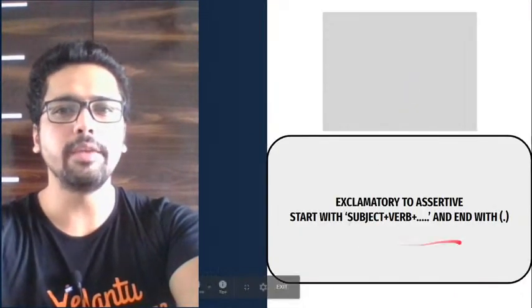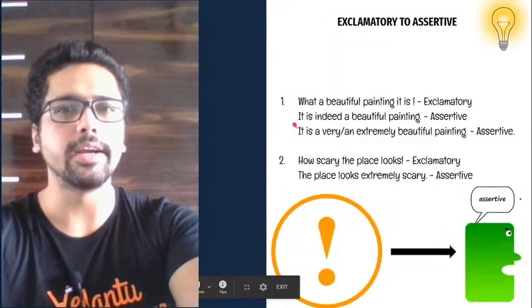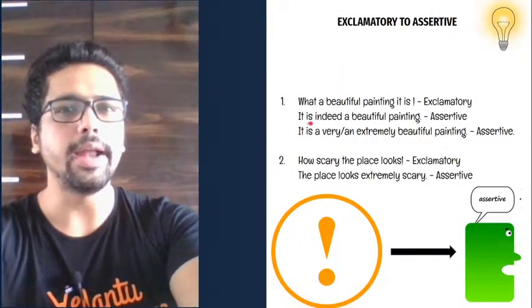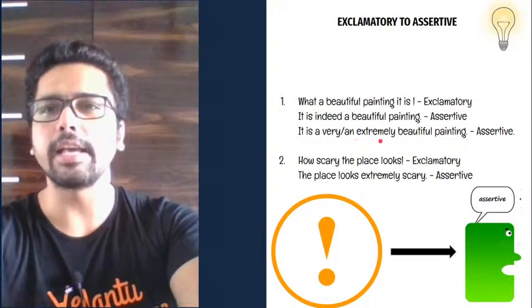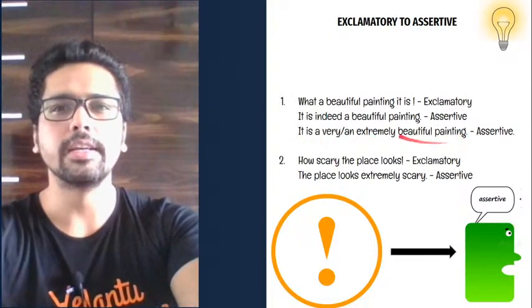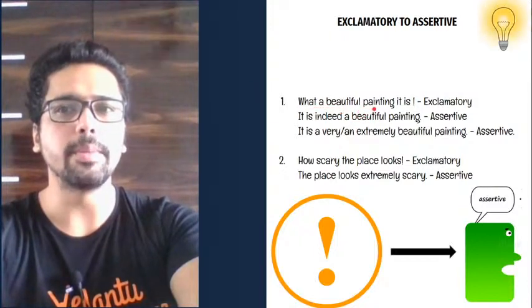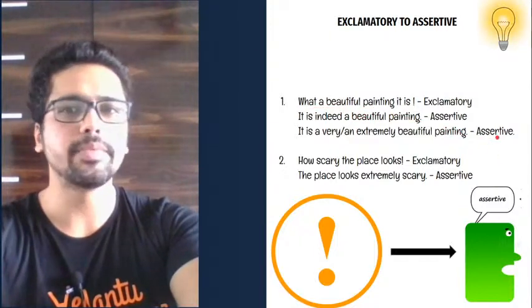Okay. See, we begin with what? We begin with subject plus verb, right? So it is a subject. It is indeed a beautiful painting. It is a very, or it is an extremely beautiful painting. You're trying to describe how beautiful the painting is in the assertive form.